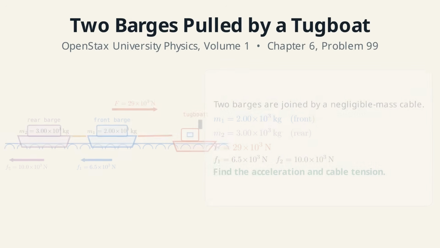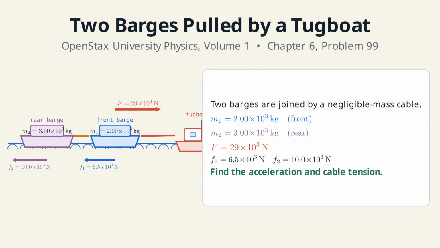A tugboat pulls two barges to the right. The front barge has mass 2.00 times 10 to the third kilograms, and the rear barge has mass 3.00 times 10 to the third kilograms. A negligible mass cable connects them. The tugboat exerts 29,000 newtons. Water resistance is 6,500 newtons on the front barge and 10,000 newtons on the rear barge.